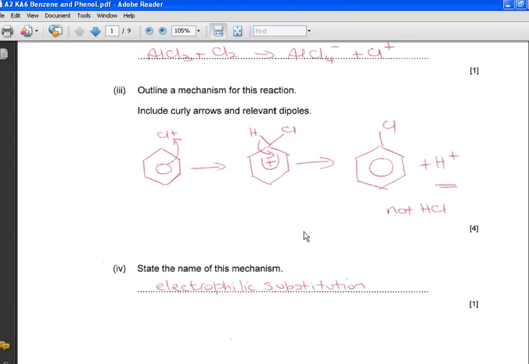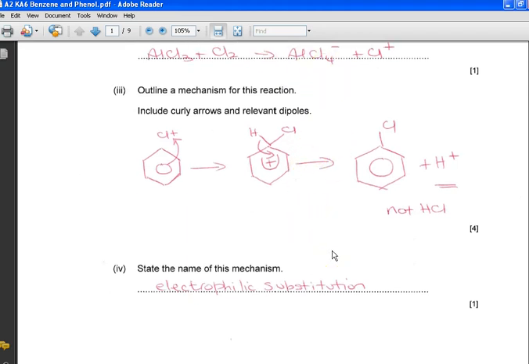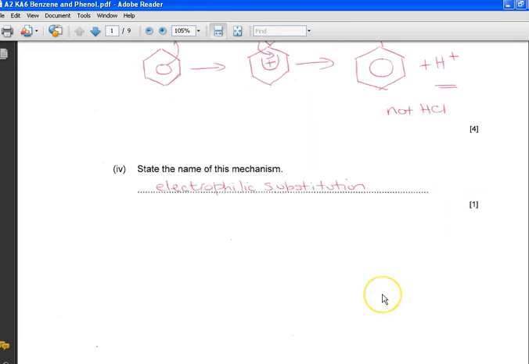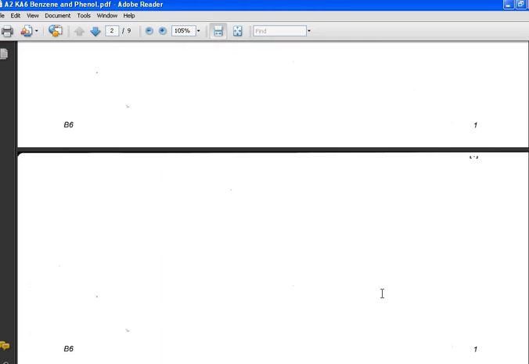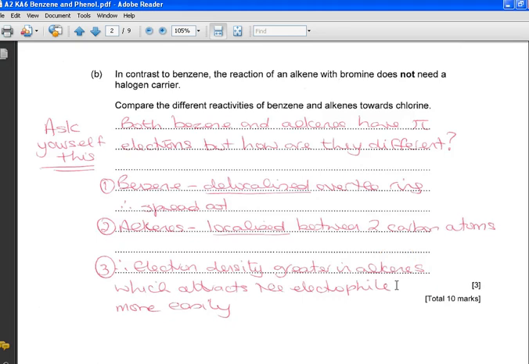And lots of you don't show, especially, the curly arrow coming from the hydrogen bond, replacing the electrons in the ring. You're not showing it in the right place. Okay, the product here is H+, not HCl, because the other Cl is up here, isn't it? Yeah, it's in AlCl4. So when you're drawing this equation, you just put H+. Okay, called electrophilic substitution, because we're substituting a hydrogen.